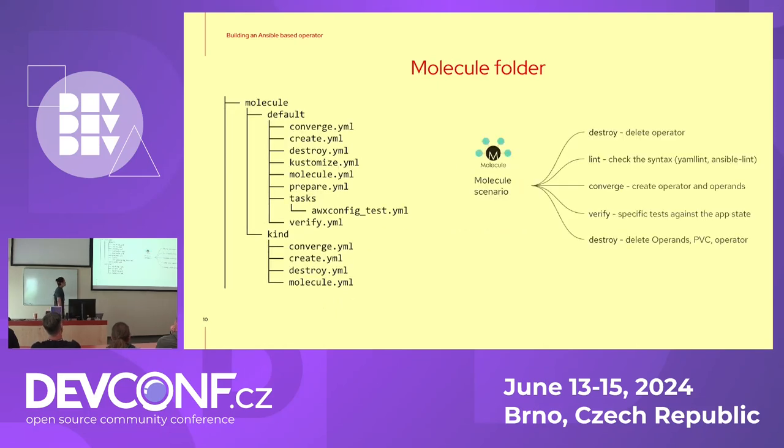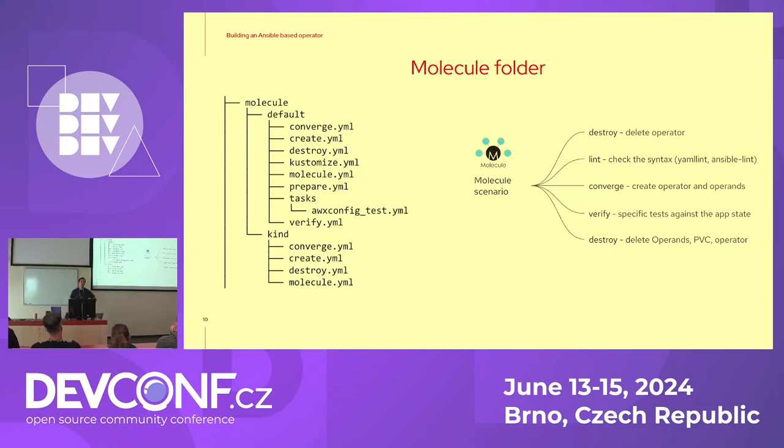Then there is a molecule folder. This is quite interesting. This is mostly for end-to-end testing. So whenever your role is ready and you want to actually test it, that's the recommended way to do it. The folder is already created for you. You just have to put the necessary tests that you want.